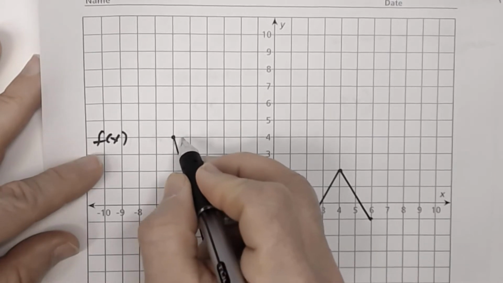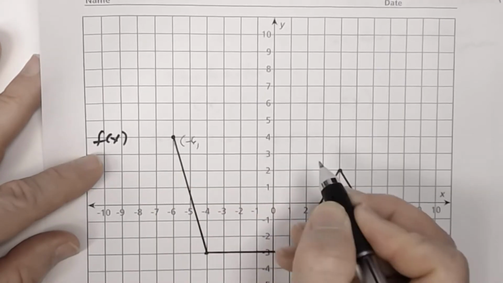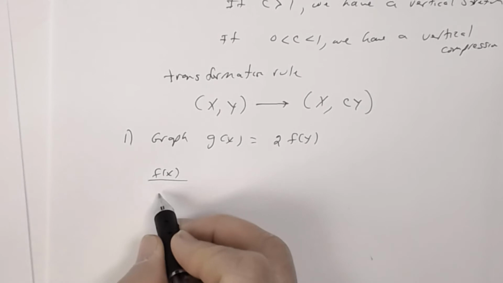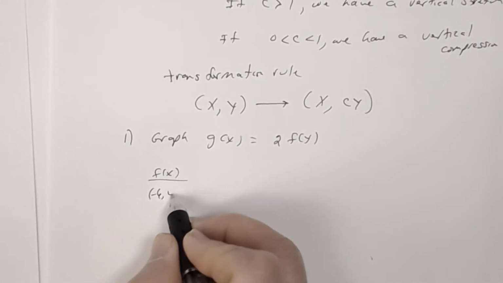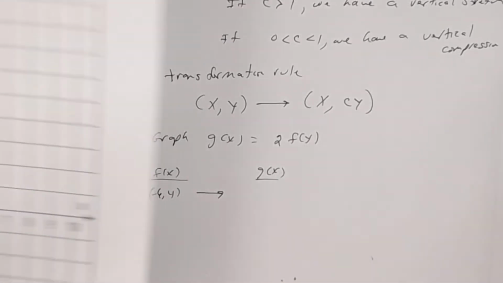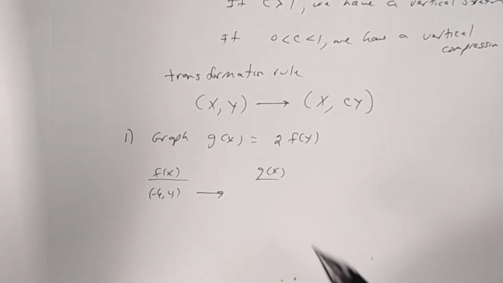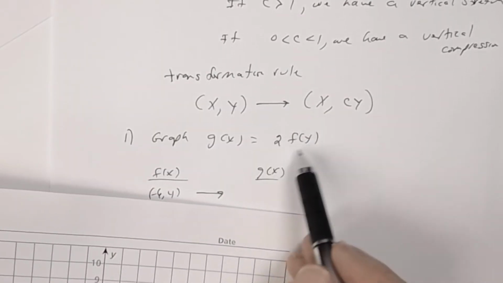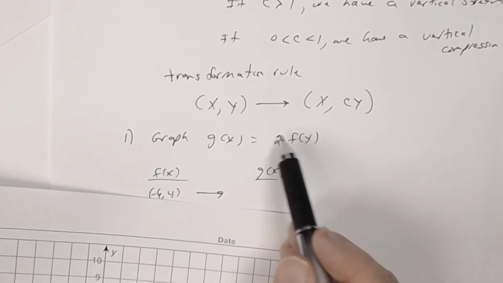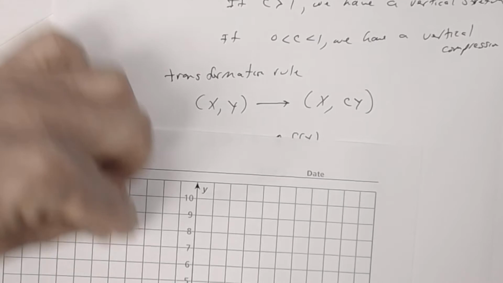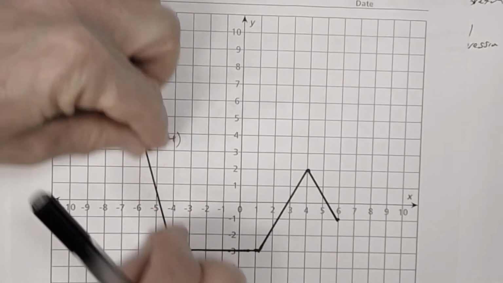Here, I'll agree that this point is negative 6, 4. Remember, this is f of x right here. So a point on f of x is negative 6, 4. It becomes what point on g of x? That's the question. Well, remember, my rule says the x value stays the same. This is a vertical stretch, you agree?